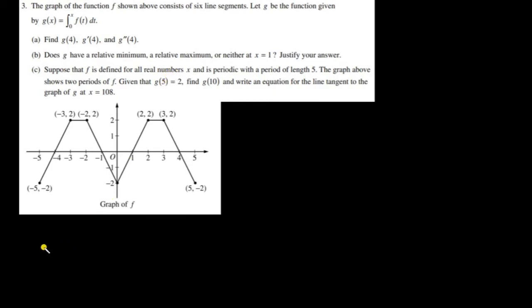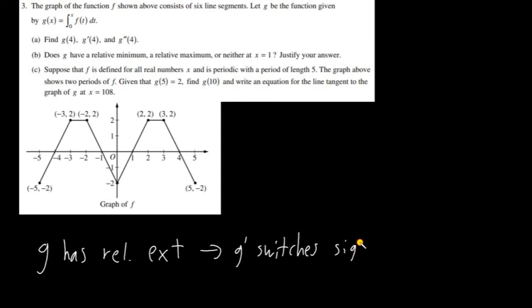So we'll say, okay, so if g has a relative extrema, right? Relative extrema being either a minimum or a maximum, then we can say that the definition of a relative extrema, that's where its derivative switches signs, right? So g prime switches signs from negative to positive or positive to negative. And then since g prime of x is the same as f, like we determined earlier on, we can say if g prime of x switches sign, that's the same as saying f switches sign.